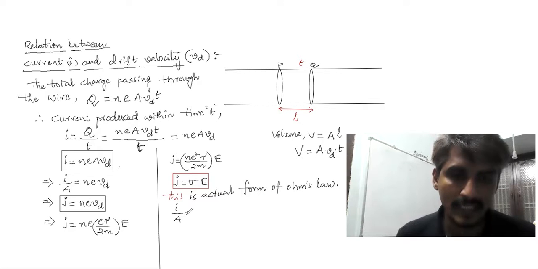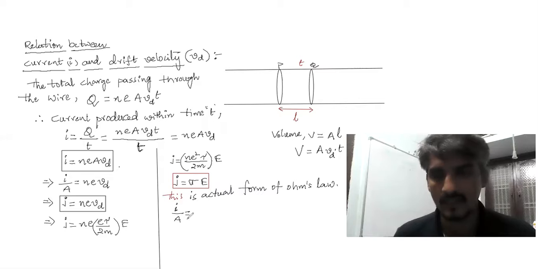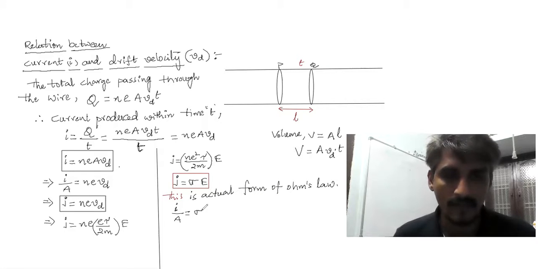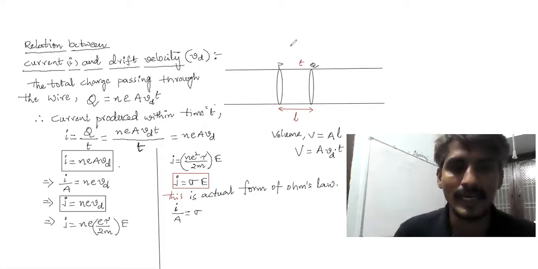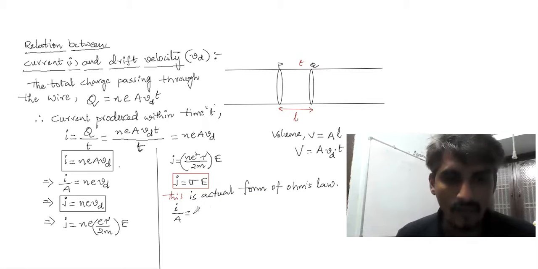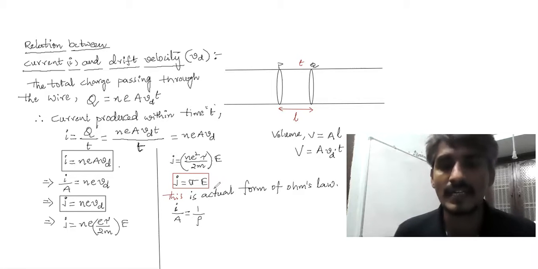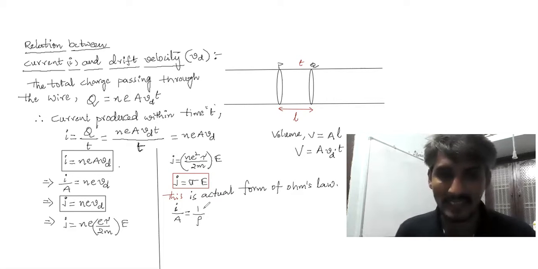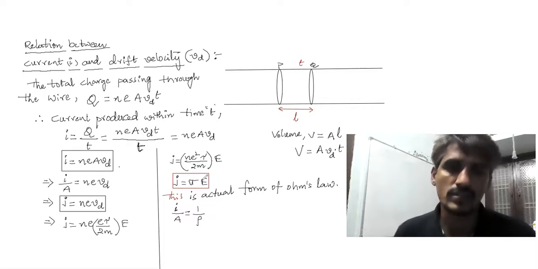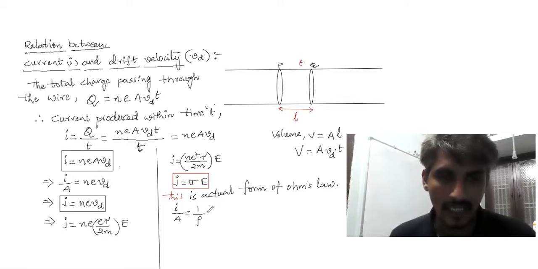So in the place of J, I'm writing I by A, because current density is I by A, right? Sigma is called conductivity, and I'll tell you about that later, and I'm writing it as 1 by rho, where rho is called resistivity, into E. I'm writing E in terms of potential difference, that is V by L.